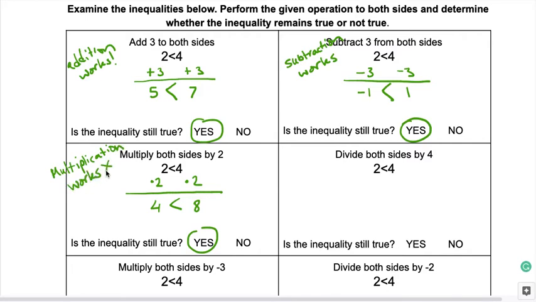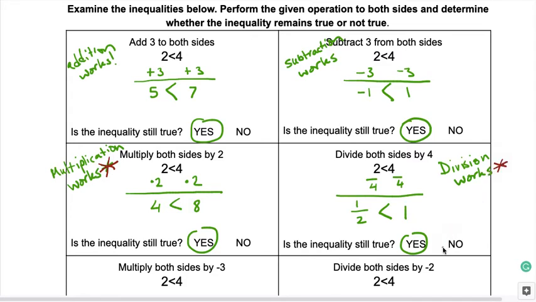And I'm going to put a little asterisk right there, and we're going to come back to multiplication. Multiplication does work, with a caveat. We'll learn about that in just a second. Okay? Divide both sides by 4. So 2 divided by 4, 4 divided by 4. 2 divided by 4 is 1/2, and 4 divided by 4 is 1. Half is less than 1, so that works also. Division works. And once again, I'm going to put a caveat on that, and we're going to deal with that there.